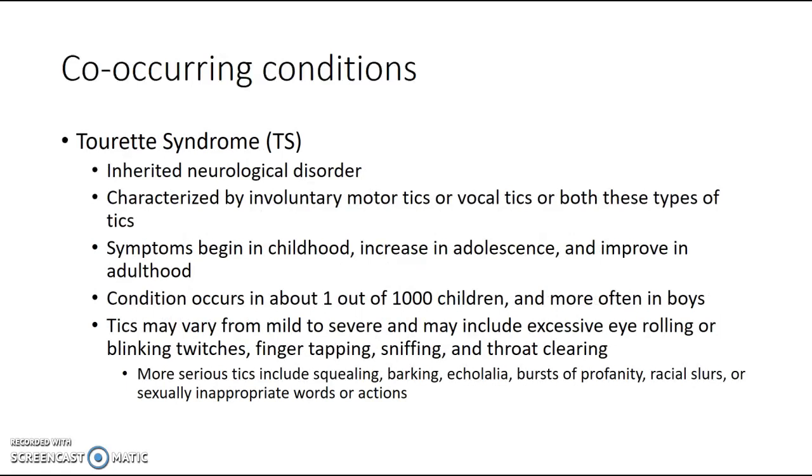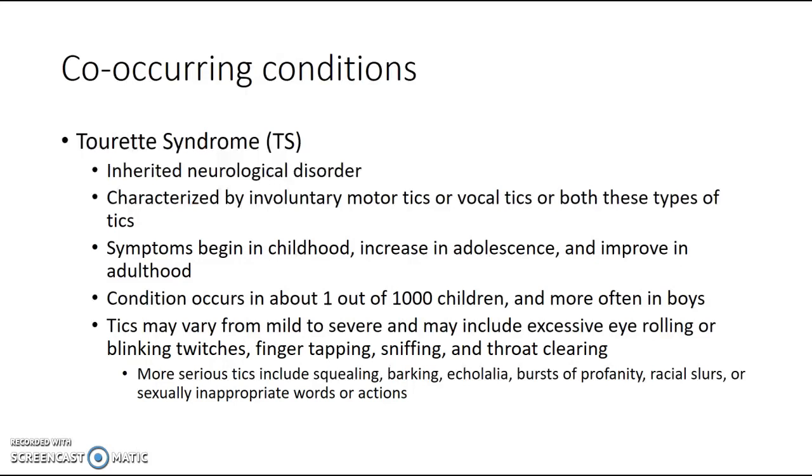Tourette syndrome is an inherited neurological disorder. This is characterized by involuntary motor tics or vocal tics, and sometimes both. Symptoms begin in childhood, increase in adolescence, and generally improve in adulthood. The condition occurs in about 1 out of 1,000 children, and more often in boys.